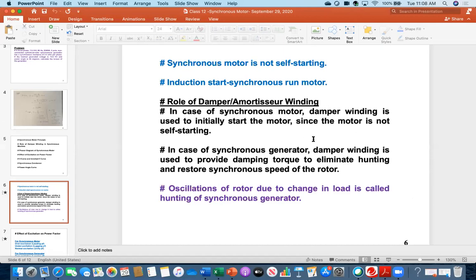So therefore, this will be the question. I will be asking you, what is the role of damper winding in a synchronous motor and a synchronous generator? You will be answering that. In a synchronous motor, damper winding is used to initially start the motor because the motor is not self-starting. On the other hand, in a synchronous generator, damper winding is used to eliminate the hunting effect so that the speed can get restored, back to the original rated speed.